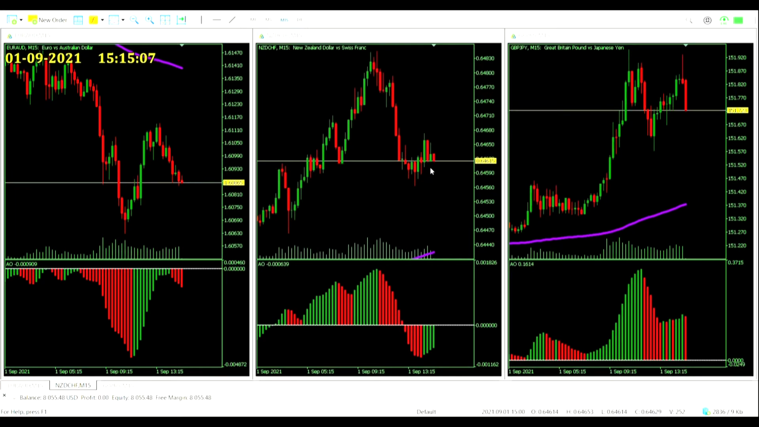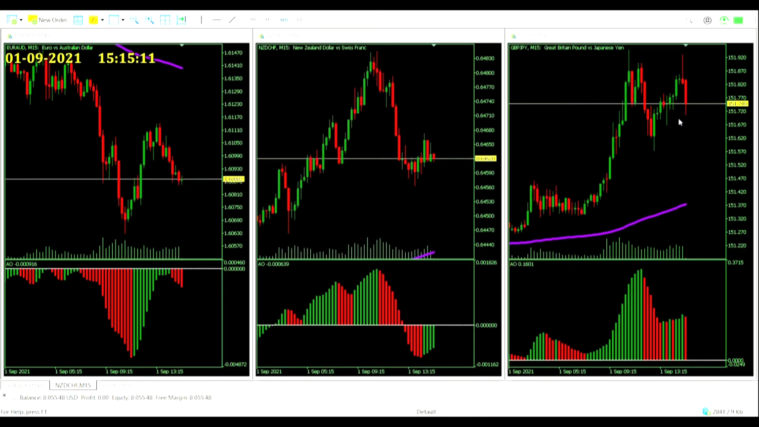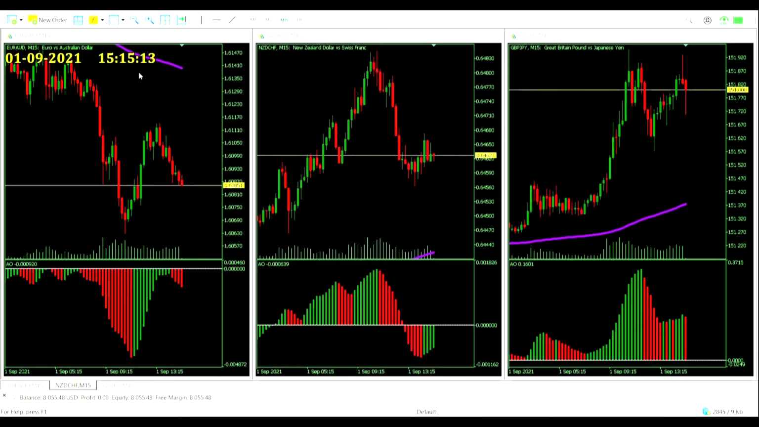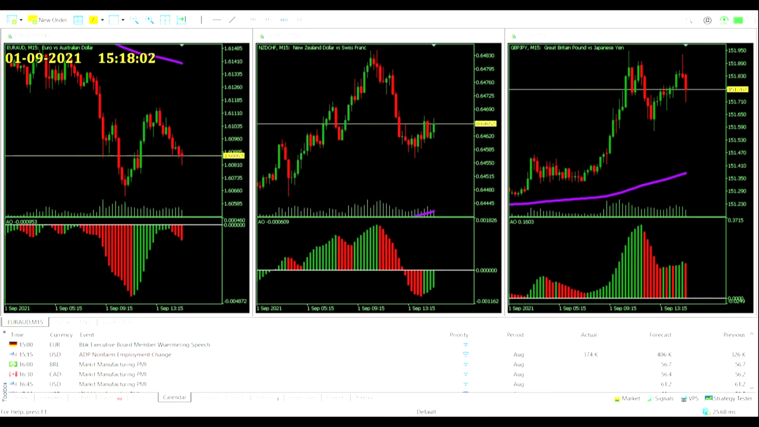And here we do see an immediate increase in volatility on these charts. Price moving quite a bit quicker as these ADP numbers now do come out at 3:15. And the numbers are a bit of a miss there. They were forecast at 406,000 jobs to be added, but it was only 374,000. So not ideal for the dollar there.